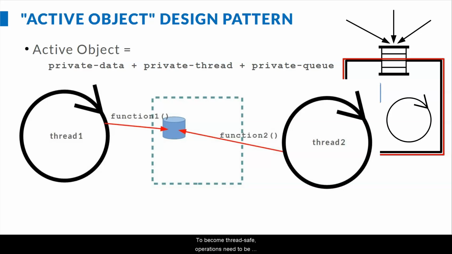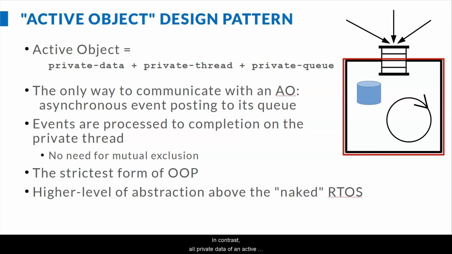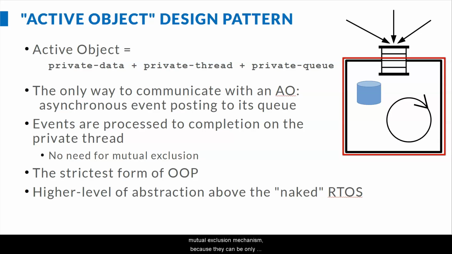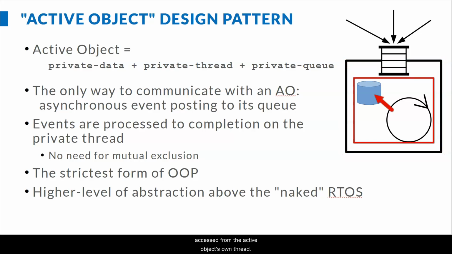To become thread-safe, operations need to be explicitly protected by a mutual exclusion mechanism, such as a mutex or a monitor. But this leads to additional blocking and requires special attention from the programmer. In contrast, all private data of active objects are truly encapsulated for concurrency without any mutual exclusion mechanism, because they can be only accessed from the active object's own thread.